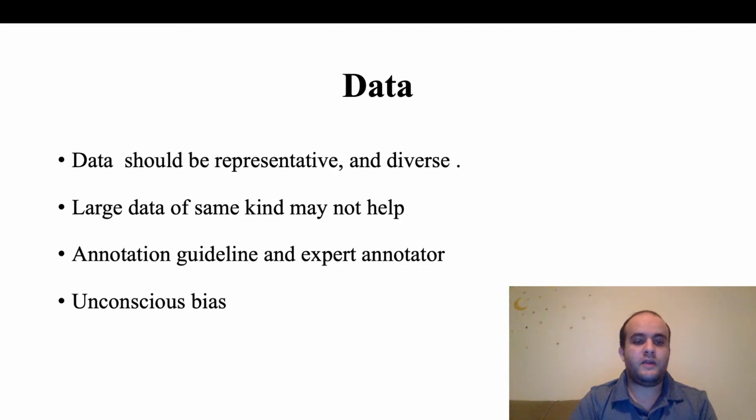The fourth one is annotation guideline and expert annotators. Sometimes with complex data, the annotators themselves do not agree in some disease analysis or outcome labels. So we have to ensure there is an annotation guideline that every annotator or expert annotator should follow, so that at the end of the annotation process, we have high quality data.